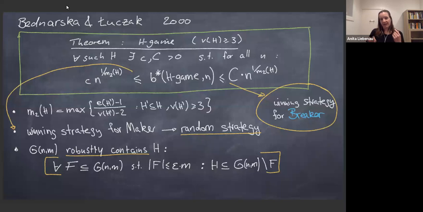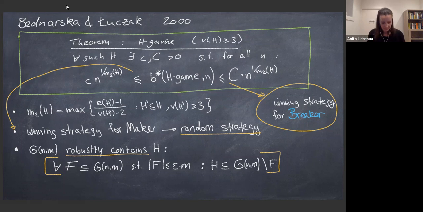Now, why does that mean that Maker has a winning strategy? Well, if Breaker had a winning strategy, then Breaker would always win, no matter what Maker does. So having a random strategy that is a winning strategy with positive probability is enough to show the existence of a winning strategy, even though you have no idea what the explicit or deterministic strategy would look like.